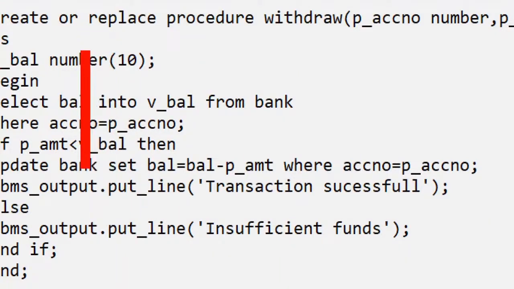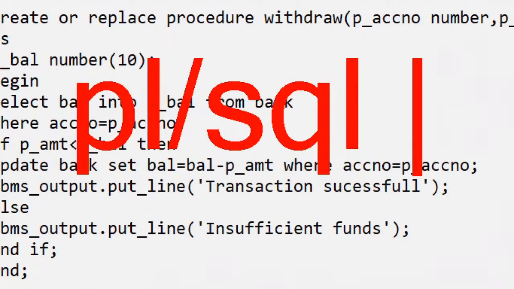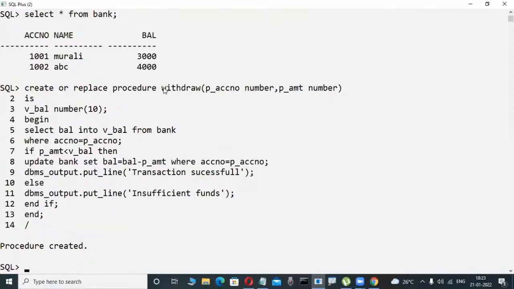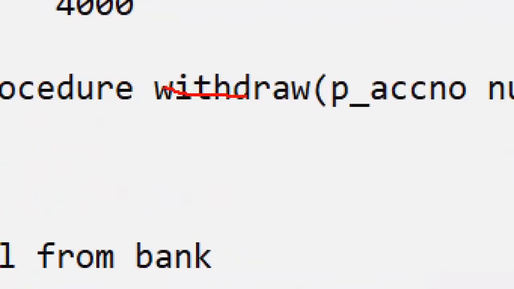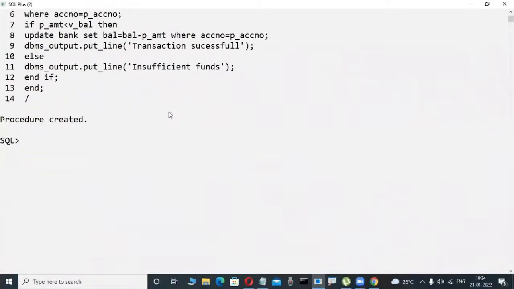These types of codings are called PLSQL coding. It's a little bit of programming, same as other coding. PLSQL coding only. Once I'm developing this withdraw procedure, I try to check it, whatever ATM transactions I'm telling in the previous case. Now check it out. Observe it here. I try to check something here.